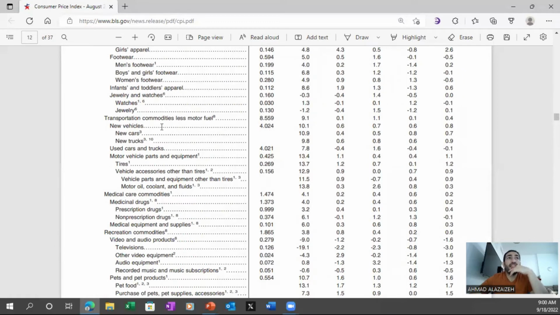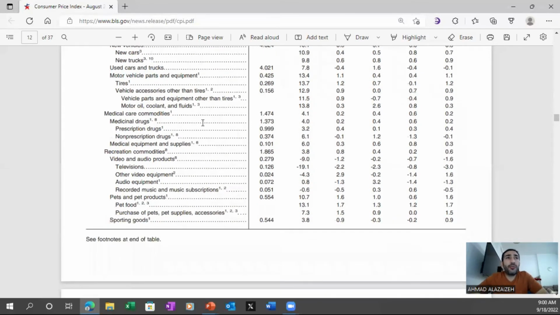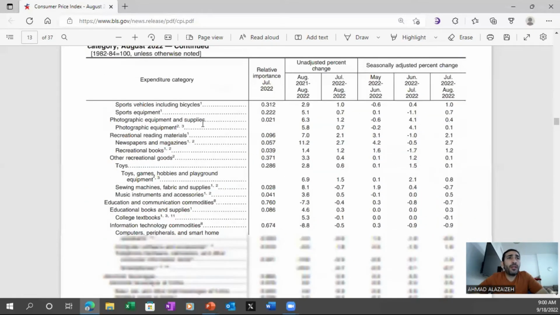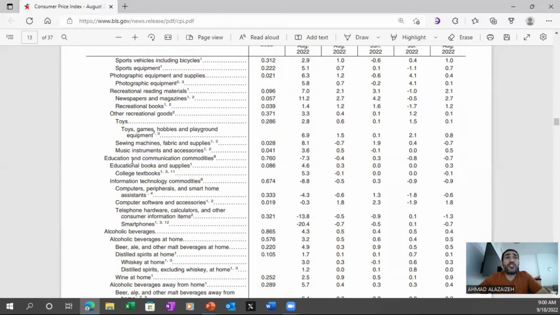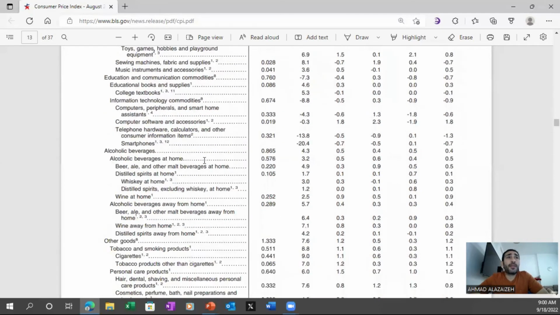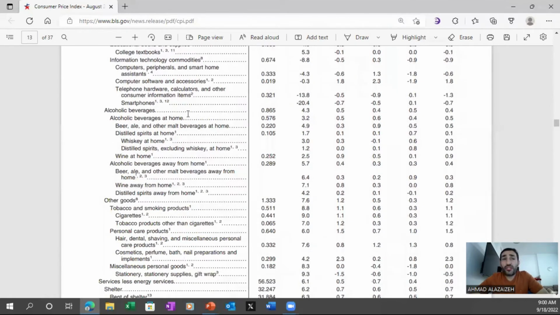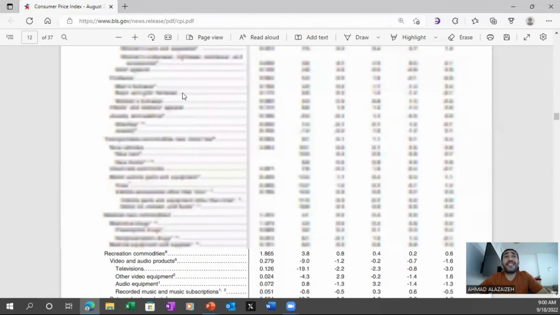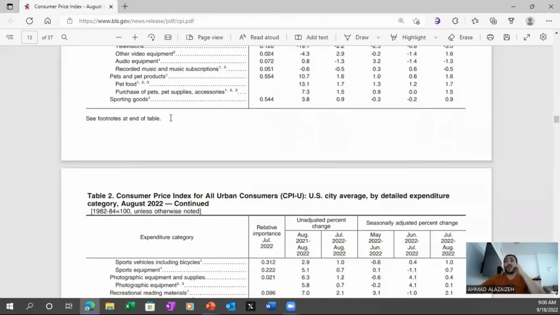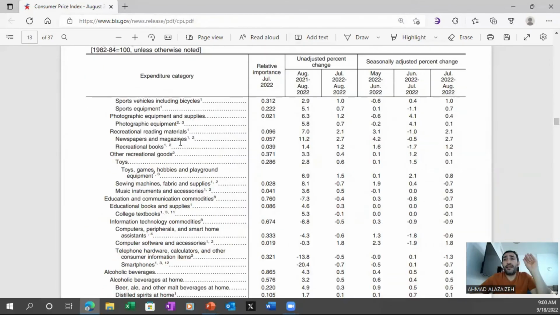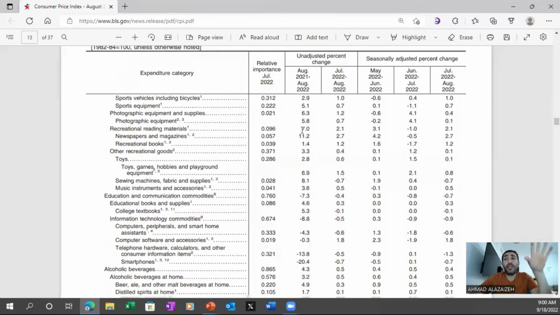They have footwear prices, transportation and commodities, medical care and commodities, educational and commodities, alcoholic and beverage, and so on. So you can see that this basket is containing so many services and so many goods. And all the goods and services included in this list, we call them the basket.